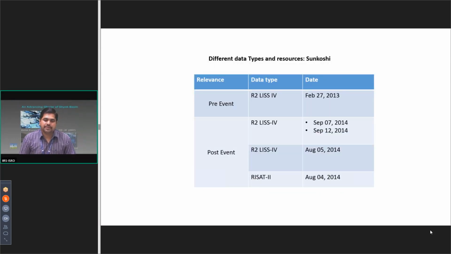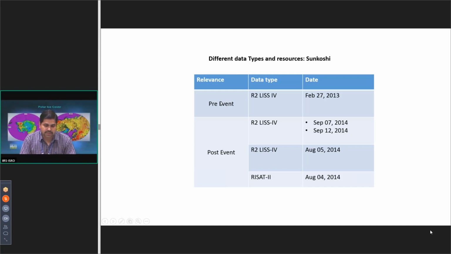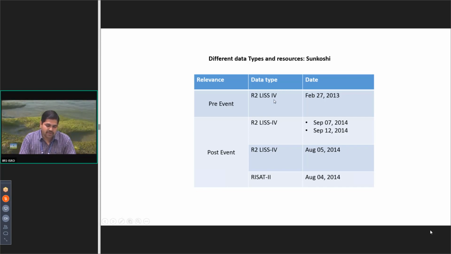Well, I'll start with a particular example that we have done. We have modeled the Sankosi landslide in Nepal. That happened in 2014. We have taken, as shown in this table, pre-event data and post-event data. For pre-event data, we have taken February 2013, and post-event there are temporal datasets, two to three datasets we have used. We have used mainly the LISS-IV and Resourcesat data.